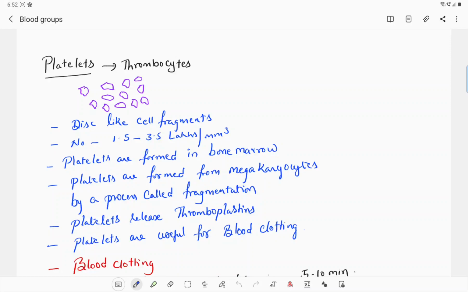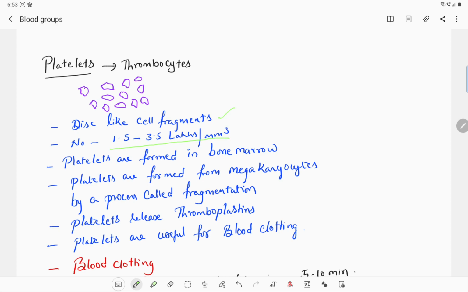Let us continue the topic now. So, the last formed element is platelets. Platelets are also called thrombocytes. If you see the thrombocytes, thrombocytes are not true cells. Remember that word. Thrombocytes are not at all true cells, but they are disc-like fragments. Okay. Then how many thrombocytes are formed? 1.5 to 3.5 lakhs per mm cube.